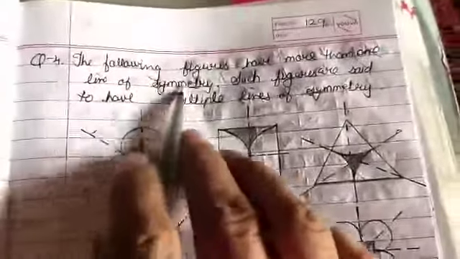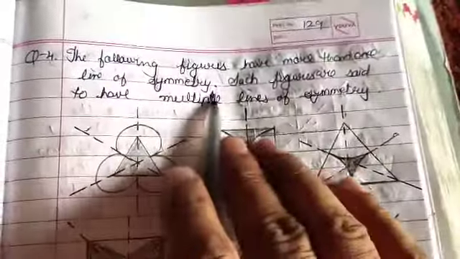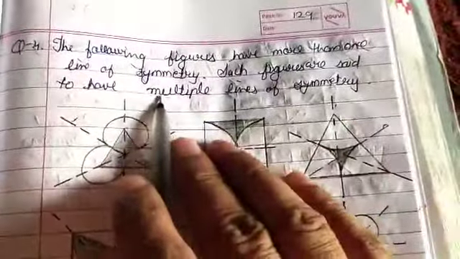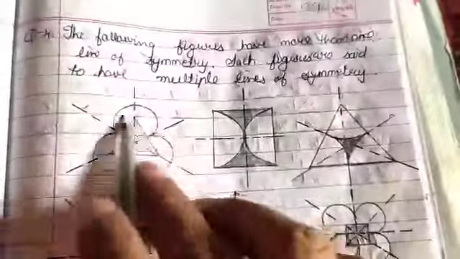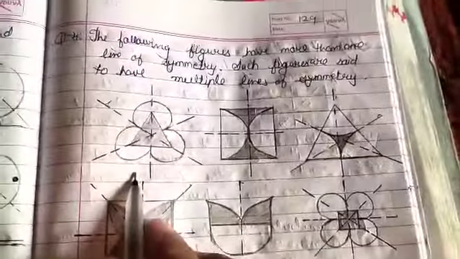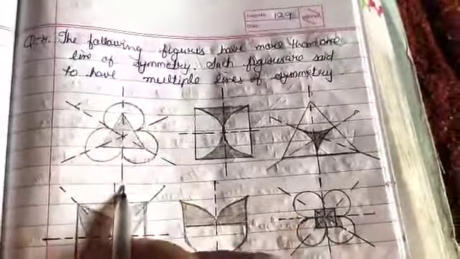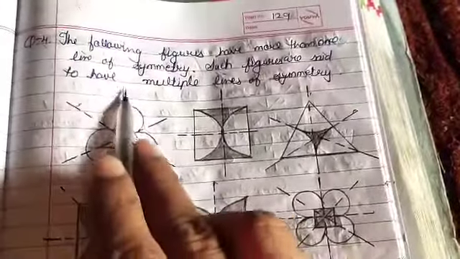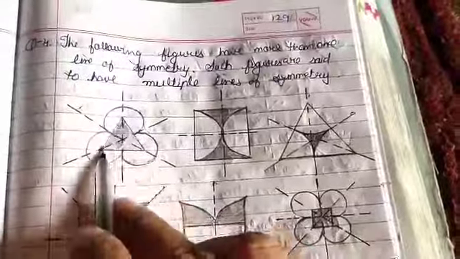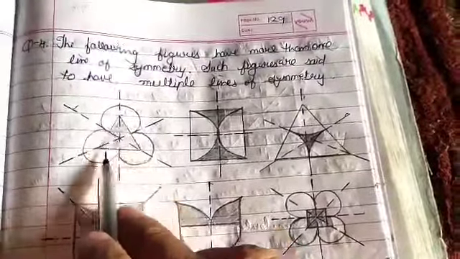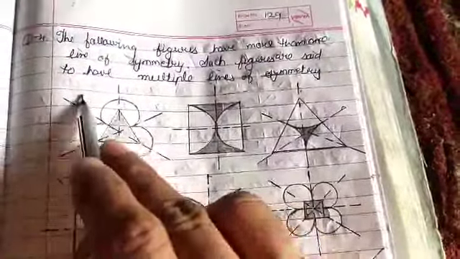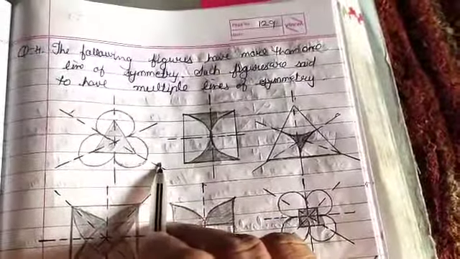Next question. The following figures have more than one line of symmetry. Such figures are said to have multiple lines of symmetry. Now such figures are given. We have to find those multiple lines of symmetry. So if you observe the figure minutely, see here, inside it is a triangle. So 3 lines of symmetry we will get, 1 2 3, which divide the figure into 2 equal halves.